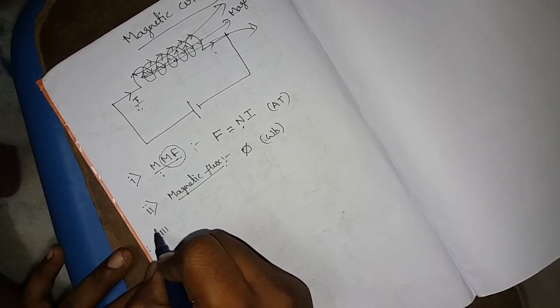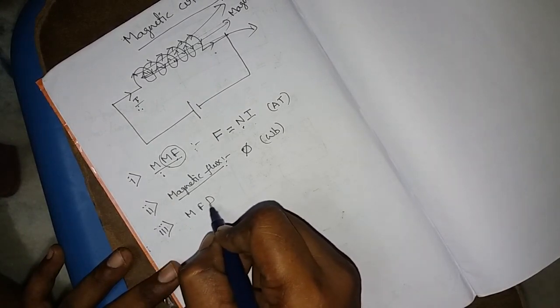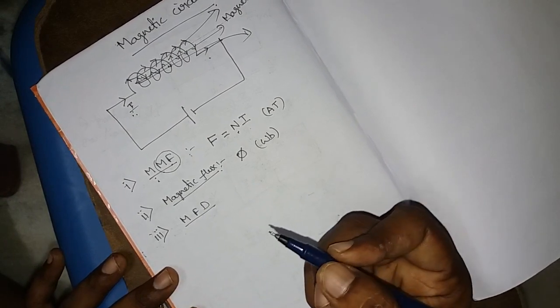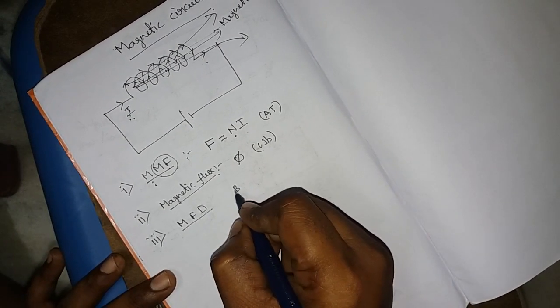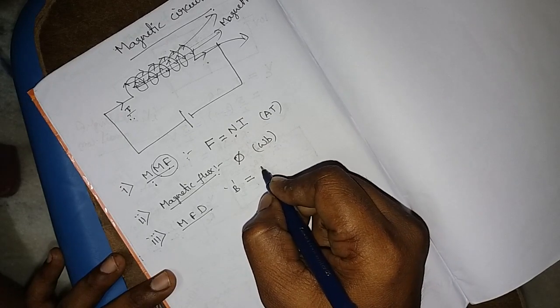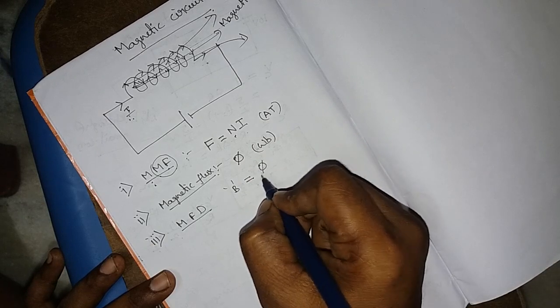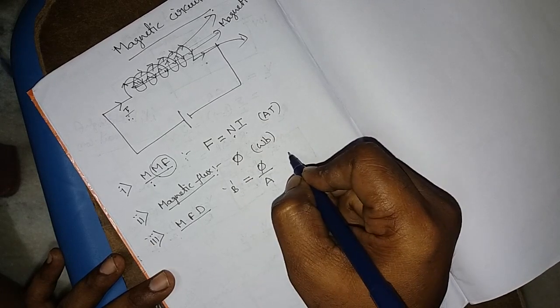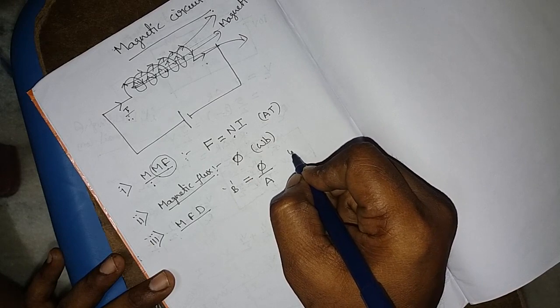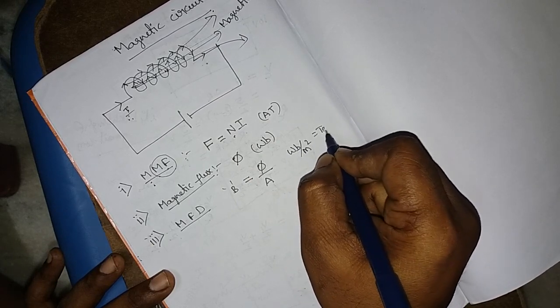Next, the third one is, what is magnetic flux density? Magnetic flux density is denoted by capital B. Magnetic flux density is simply the magnetic flux per unit area, that is phi by A. The units are Weber per meter square, or you can also call it Tesla.